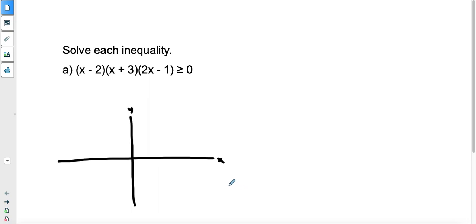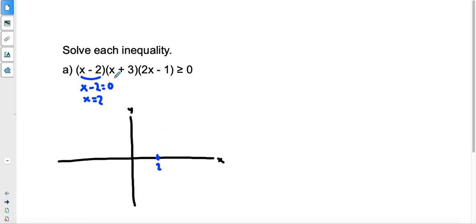The zeros, or the x-intercepts of my polynomial, are going to be the values of x that make each of the factors inside my polynomial equal to 0. So for the first one, x minus 2, the value of x that makes this equal to 0 is x equals 2. So that means 2 is going to be a zero on my polynomial.